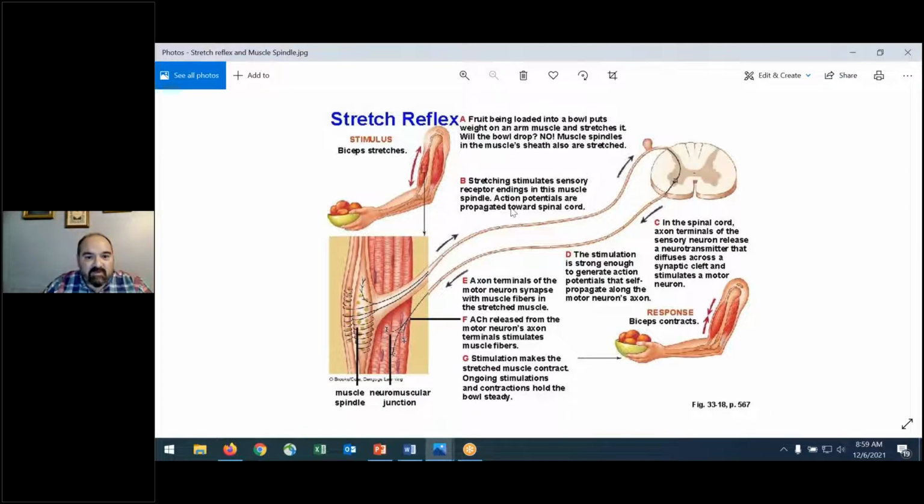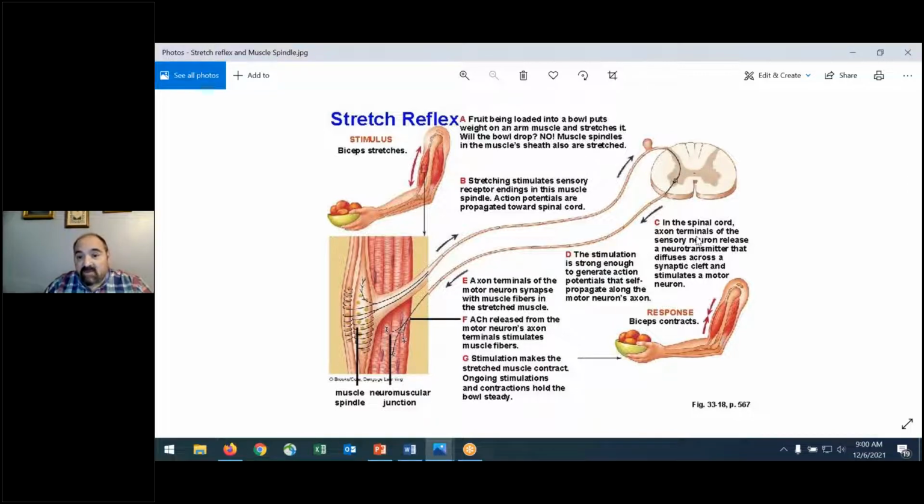Action potentials are propagated toward the cord, right? So there's a signal, this sensory input going to the dorsal root ganglion, the dorsal root, the dorsal horn, right? And there's going to be integration. This is information that's going to be taking place very quickly within the gray area of the spinal cord.